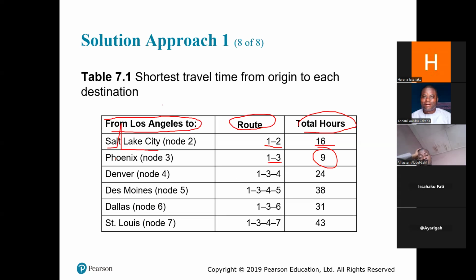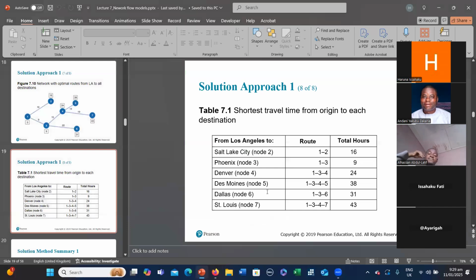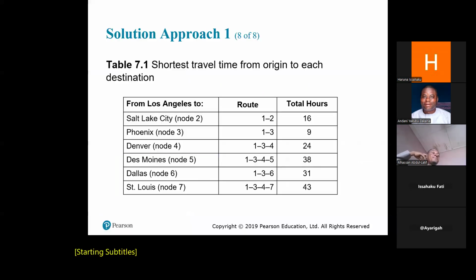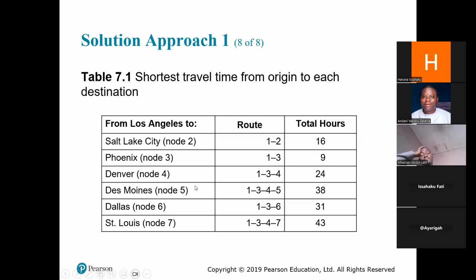If we want to move from Los Angeles to Des Moines, then we have to pass through node 3, which is Phoenix, and node 4, which is Denver. And then we can now arrive at Des Moines. And it will take us 38 hours. And so on and so forth. Okay.